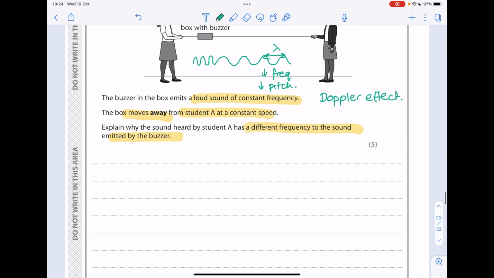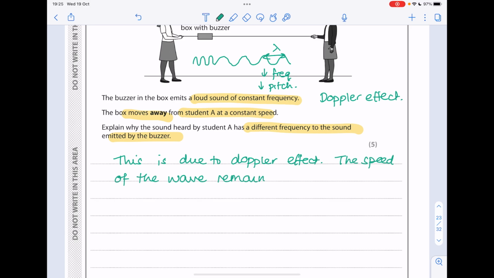So believe it or not, you get a mark already for saying this is due to the Doppler effect. So recognising that Doppler effect gets you 1 mark in the bag. The speed, as we know, remains constant, but the wavelength has increased.